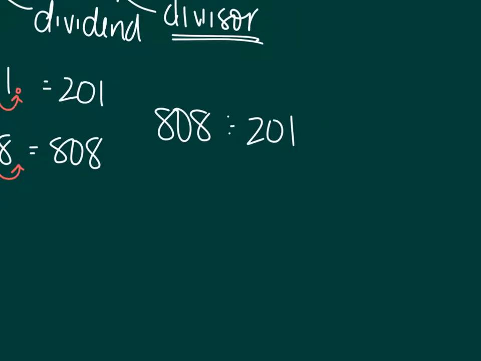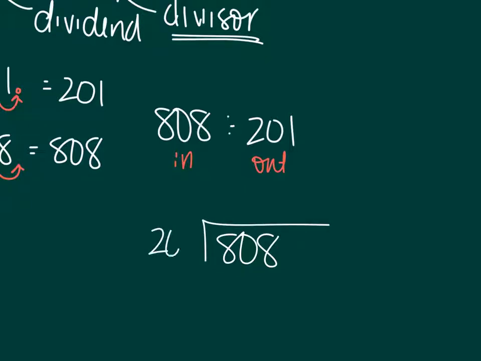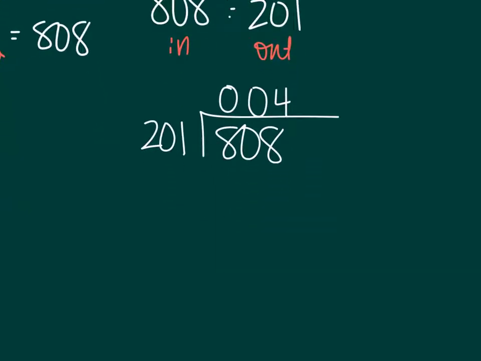Okay, and if we remember, the first one is in, the second one is out. So let's set this up. I have 808 on the inside of my house, and I have 201. Now, does 201 go into 8? No, that's 0. Does 201 go into 80? No. Does 201 go into 808? Yeah, it goes in 4 times. 4 times 201 is 804. 808 minus 804 is 4.